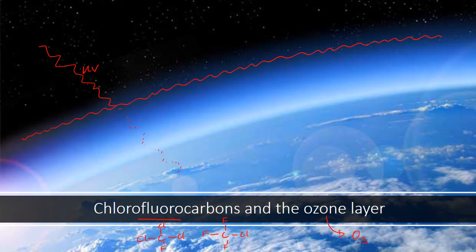And what was happening was that chlorofluorocarbons that were present in fridges and aerosol cans were finding their way to the ozone layer and reacting with ozone. And we're going to study that reaction. So firstly, to have an ozone layer, you need some ozone. And ozone starts off with oxygen, right?